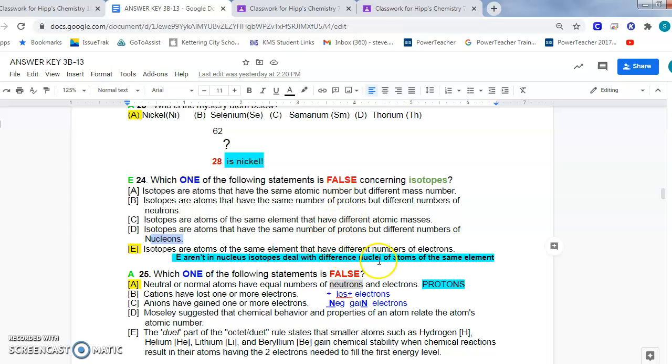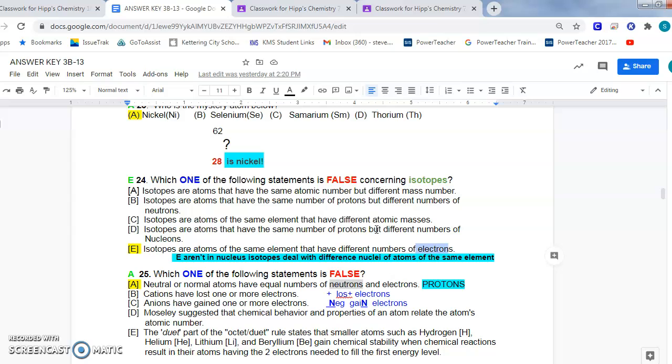Isotopes are the atoms that have different numbers of electrons. Electrons really have nothing to do with isotopes. Isotopes relate to differences in the nucleus of the atom. Different numbers of electrons would be saying that they have different ions. Atoms that have different ions are not isotopes.